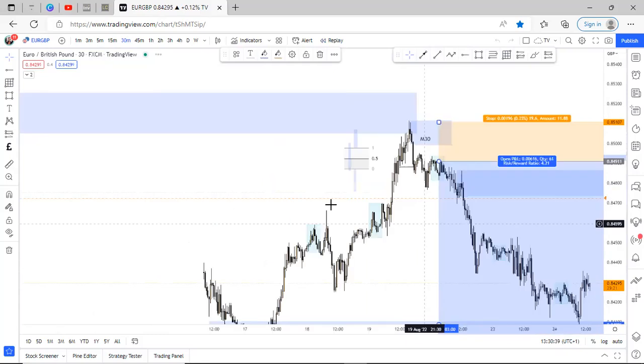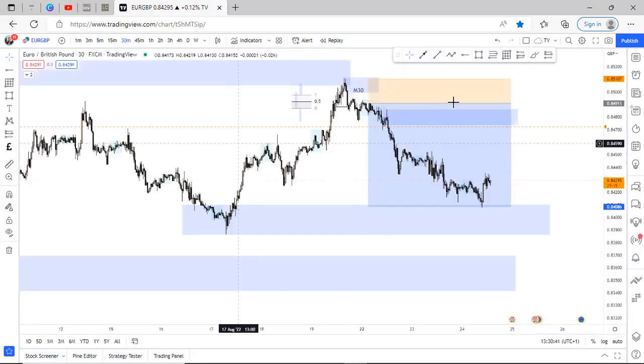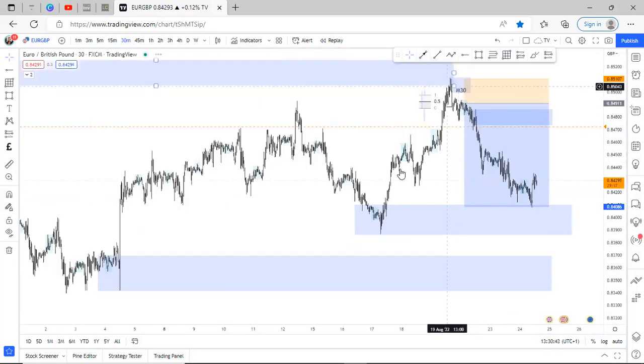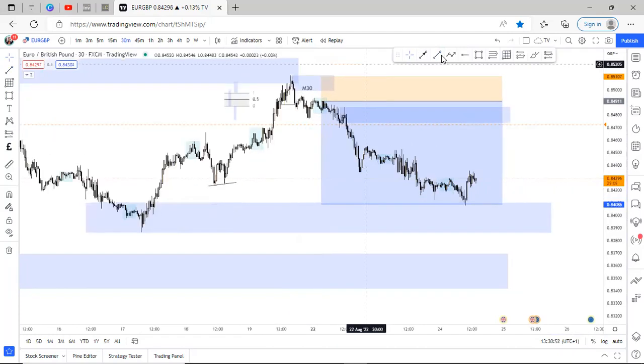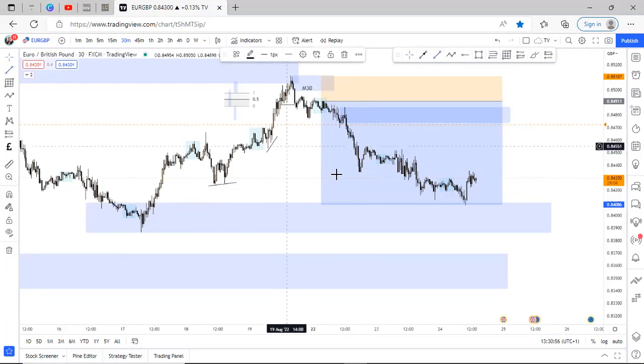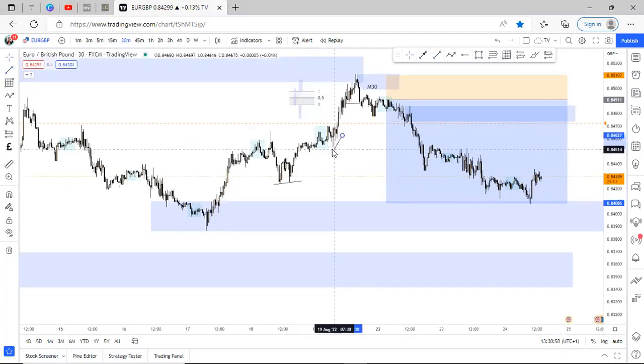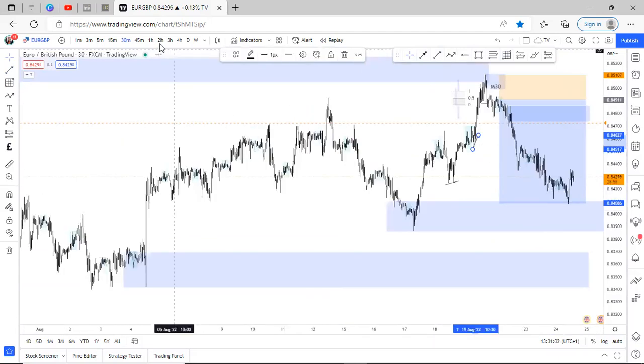And for the overall take profits from this sell, and why I was confident in the trade, we have this set of equal lows right here. Okay, we have this mini trend line liquidity right here. So these were the reasons why I was confident in the sell.